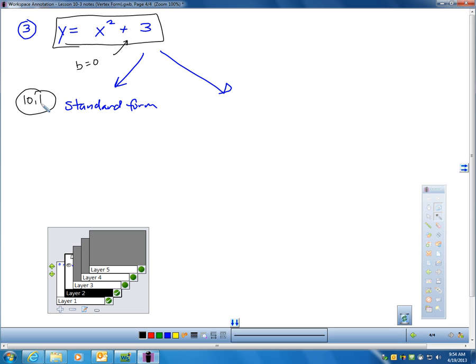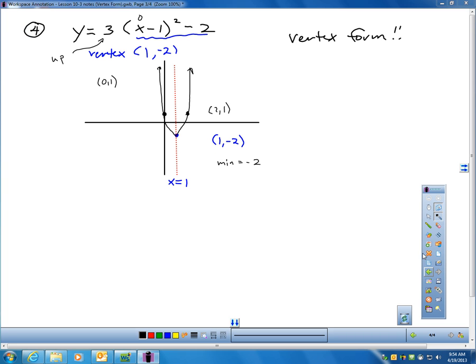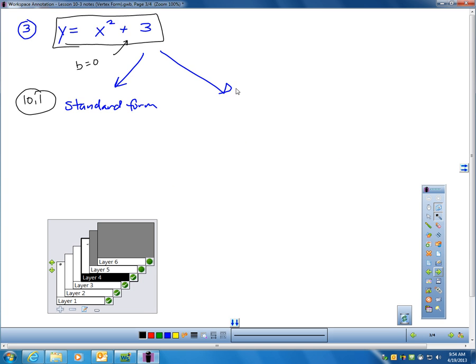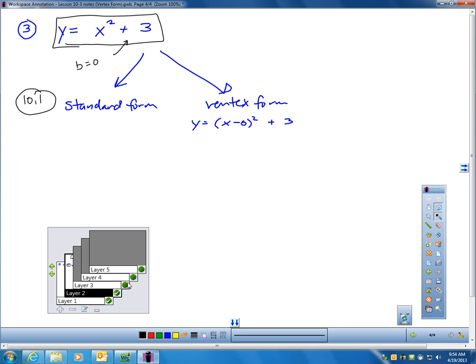So that's one way we could do it. Just do what you did back in 10.1. Or, now with what we've learned today with vertex form, we could also treat this problem in this way. We could just put a -0 in here. If you do, that's in vertex form. Can you see how the vertex is (0, 3)?